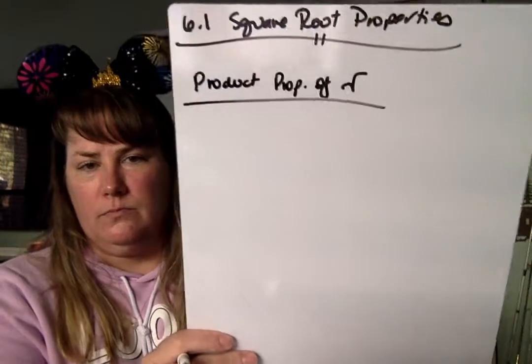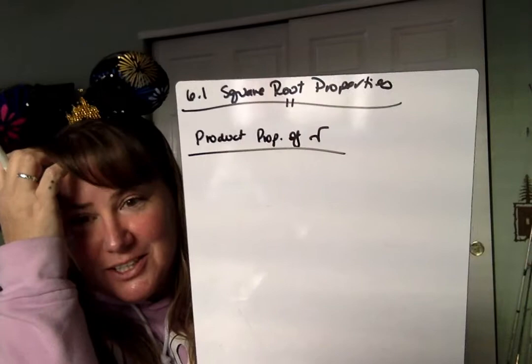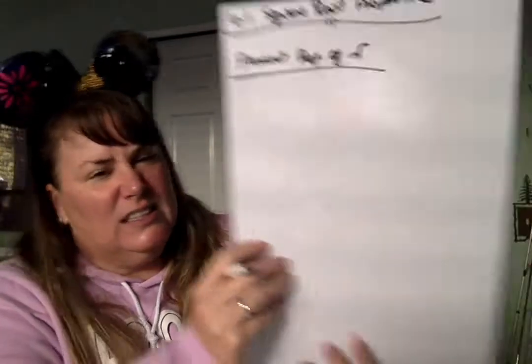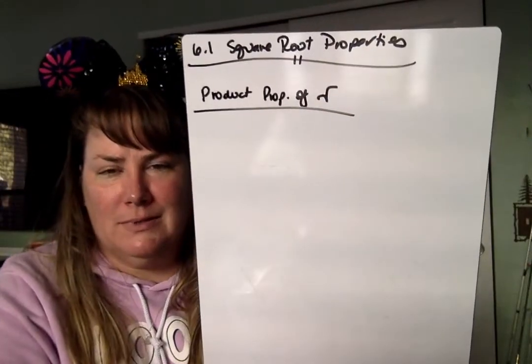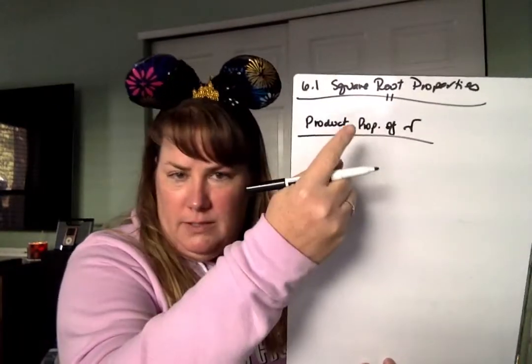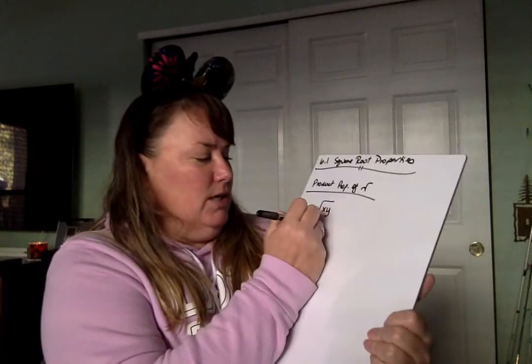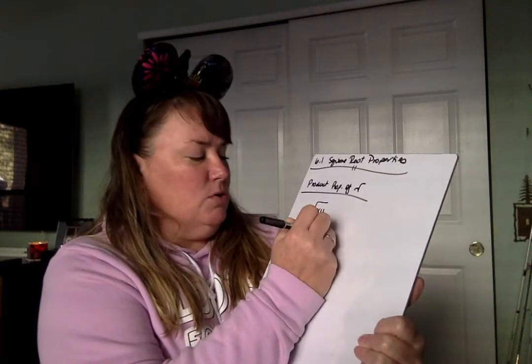The first one is the product property of square roots. That's a radical. Anyways, so what this property says is if you have a product, hence product, under the square root, you could take it apart and you could put it back together. So if you have the square root of x times y, it is actually equal to the square root of x times the square root of y.